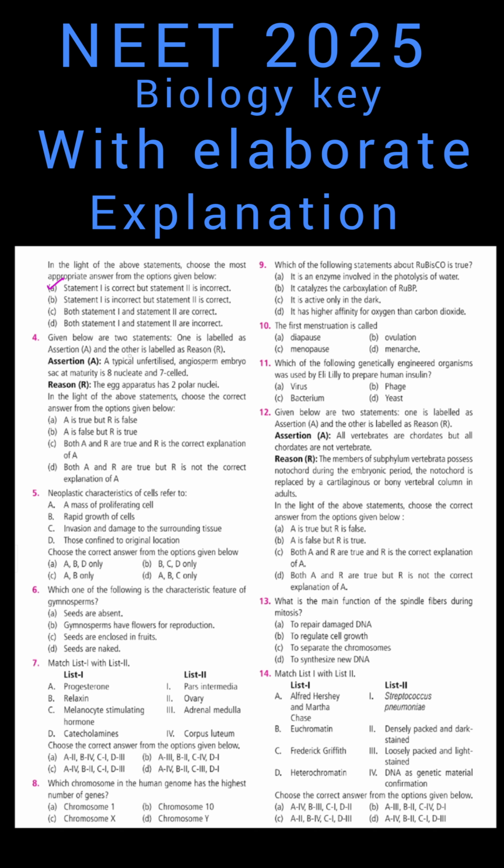Next, given below are two statements, one labeled as assertion and the other as reason. The assertion is: a typical unfertilized angiosperm embryo sac at maturity is 8 nucleate and 7-celled. Reason: the egg apparatus has 2 polar nuclei. Here we can say that A is true but R is false.